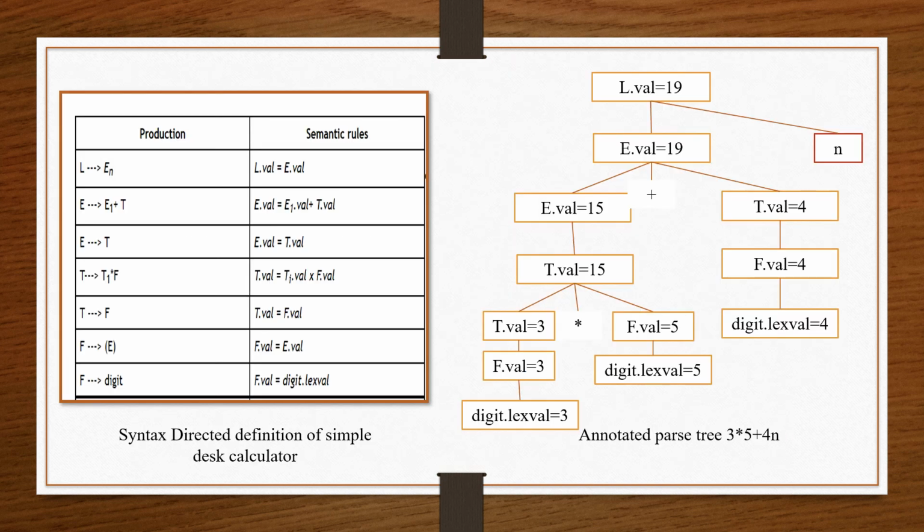Now let us consider again the syntax directed definition of simple desk calculator. Now let us construct a parse tree for this. So look at the parse tree. It is named as annotated parse tree. So what is annotated parse tree? Annotated parse tree means the parse tree showing the value of its attribute is called an annotated parse tree.